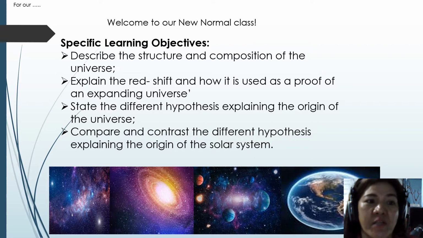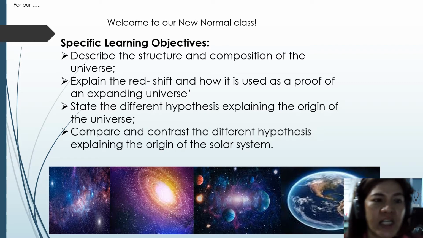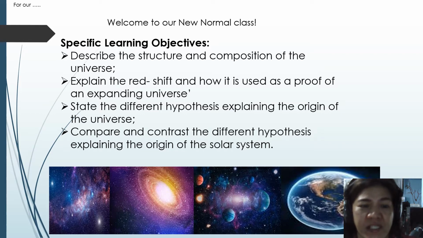For our specific learning objectives, first, describe the structure and composition of the universe. Second, explain the redshift and how it is used as proof of an expanding universe. Third, state the different hypotheses explaining the origin of the universe. And the last, compare and contrast the different hypotheses explaining the origin of the solar system.